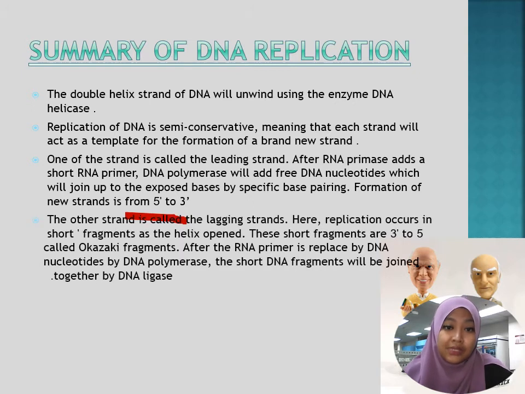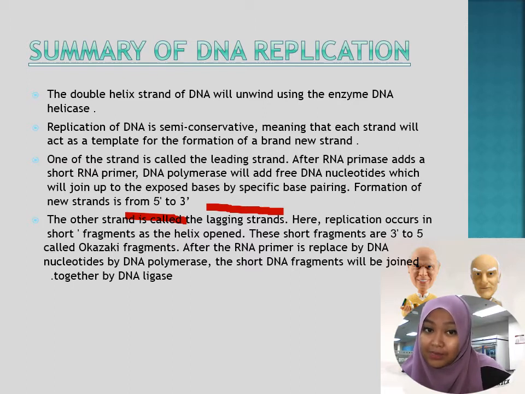Whereas for the other one, we call it the lagging strand. The replication occurs in short pieces, which we call Okazaki fragments. These fragments are short. The fragment is from 3 to 5 prime, which is opposite from the leading strand. So the open area is actually 3 to 5. That we call an Okazaki fragment.